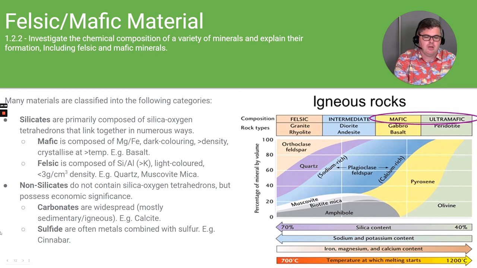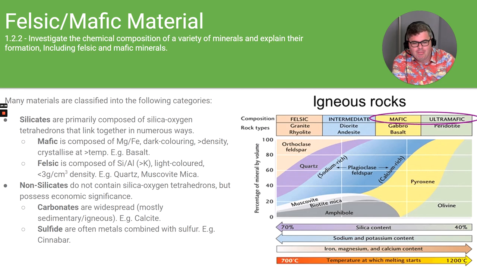All right, now, in Western culture, we tend to separate these materials into felsic and mafic. To separate them, first we go into whether they are silicates or non-silicates. So a silicate is primarily composed of silica or oxygen. So silicon and oxygen based in tetrahedrons. It's a particular shape, look it up. They're linked together in different ways.